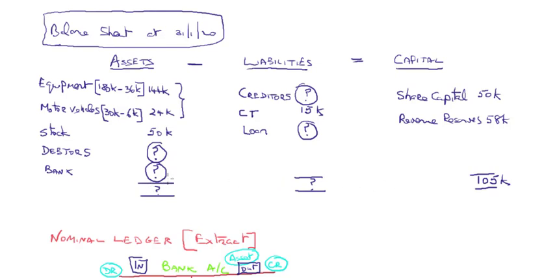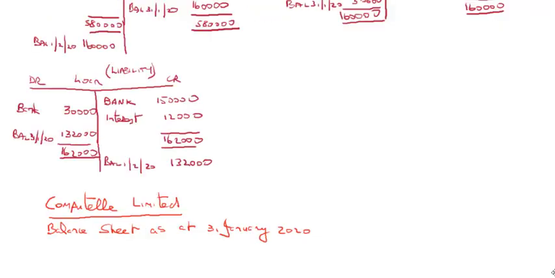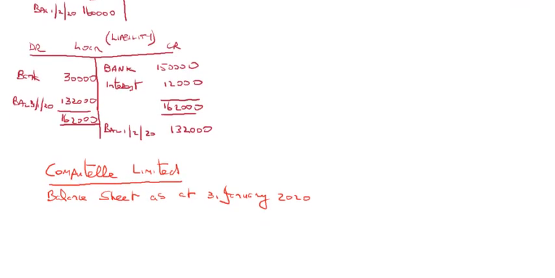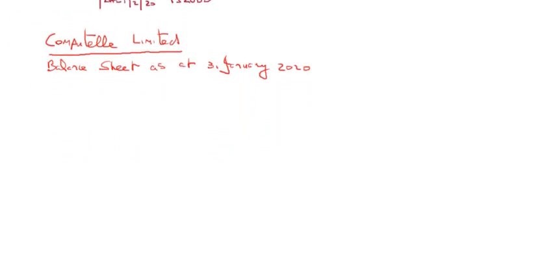So I won't bother doing that, but we could do that. We could put in the debtors and the bank figure, the creditors and the loan figure, and this equation would balance at that stage. But we won't do that. We'll go straight on to our balance sheet. I think we're reasonably confident that we have the figures that are necessary. So let's do that. We're going to do the balance sheet as at the 31st of January.